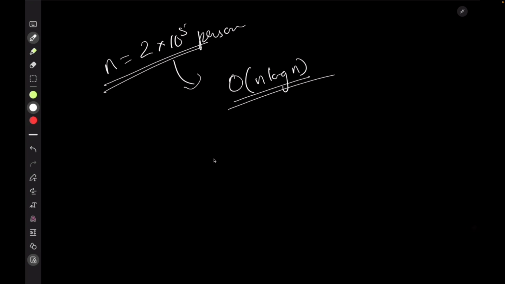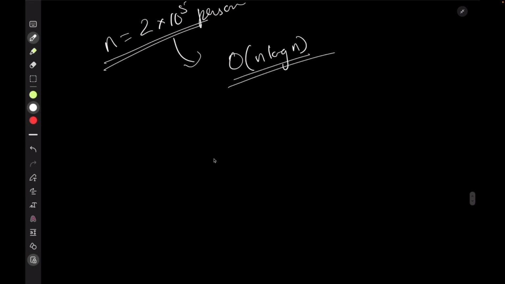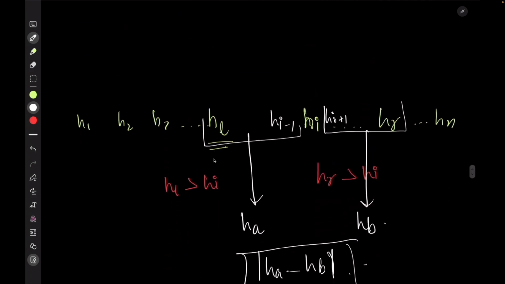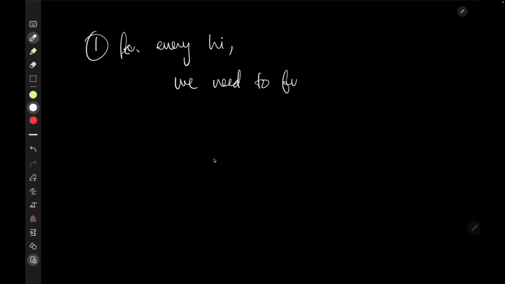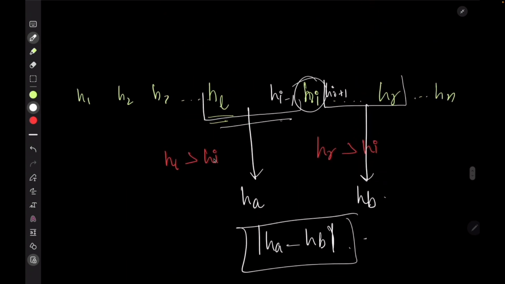Okay. Now, what we can do is let's break down the problem in two parts. First, for every hi, we need to find hl and hr. Okay, now in the given range we need to find the minimum element.